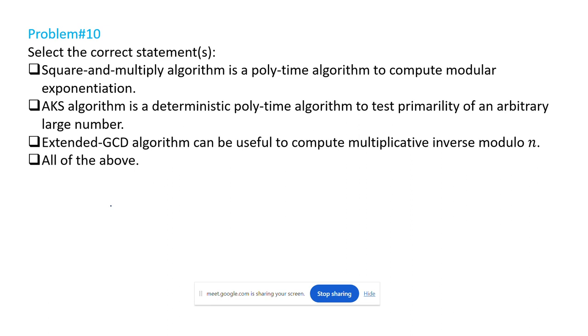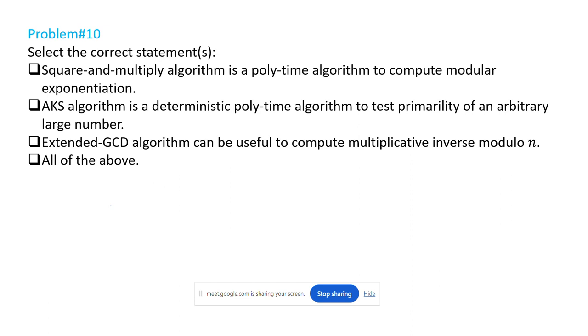Since you have the bit length n for the exponent b, you need to do at most 2n operations, which is polynomial in the number of bits of the exponent. So you get a polytime algorithm to compute modular exponentiation. This is true. The second statement says that the AKS algorithm is a deterministic polytime algorithm to test primality of an arbitrarily large number. Is it true?